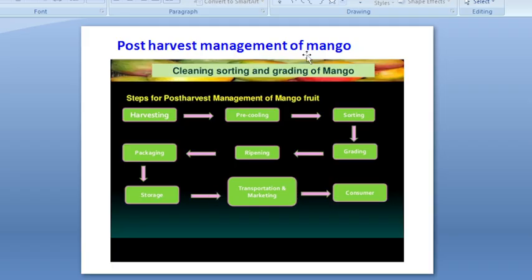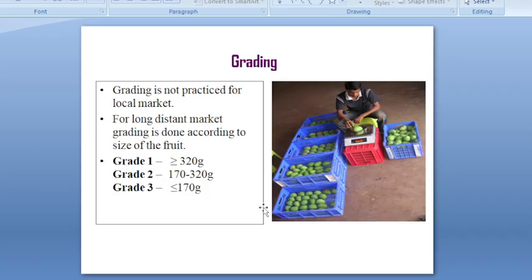So these are some of the post-harvest technological steps like harvesting, pre-cooling, that is removal of the field heat from the produce, sorting, whatever the unwanted materials we have to remove, grading based on the size, then ripening, then packing. We can do the storage, even transportation, and later it will reach the consumer.